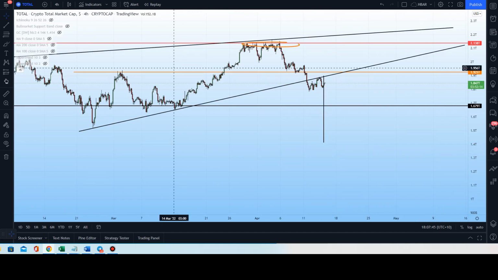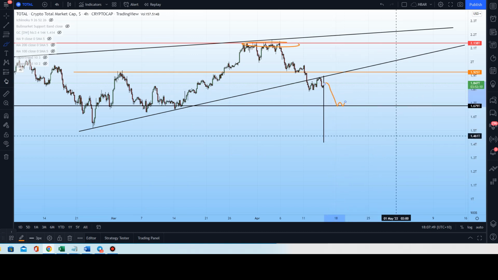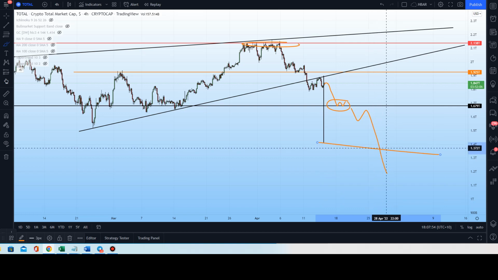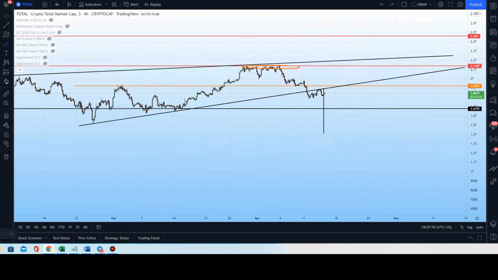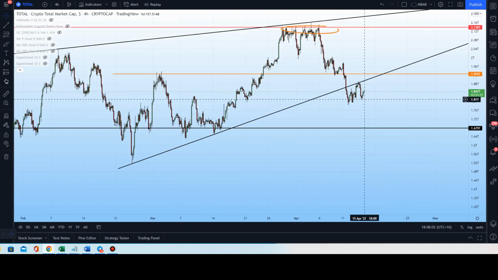Of course, this bleed out will be a slow bleed out if it happens. I expect the first support range to be around this level here. And of course, if we go lower, we will head down to that level, that 1.4 trillion. This is the worst case scenario. This is the bearish scenario. This is what will happen in an absolute worst case scenario if the market continues downwards.